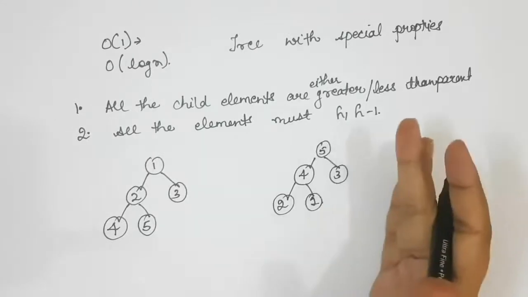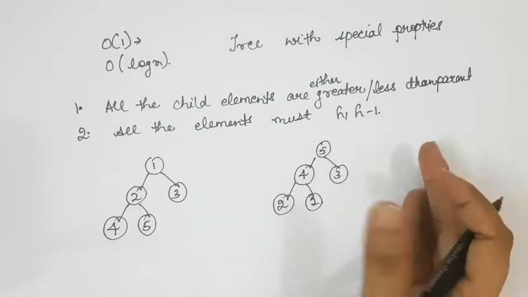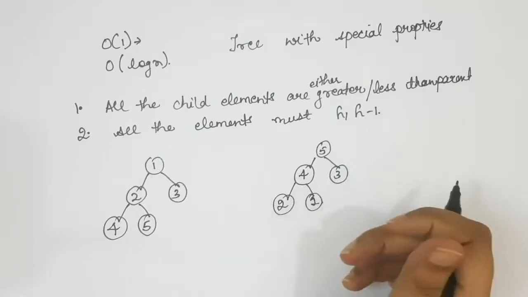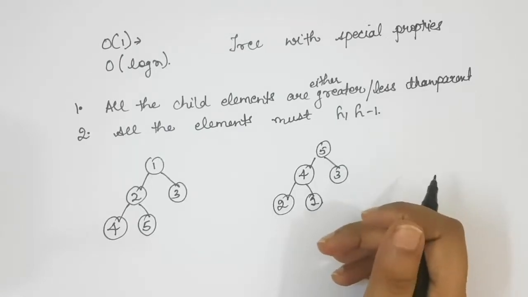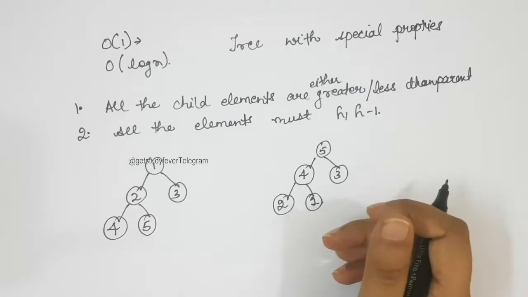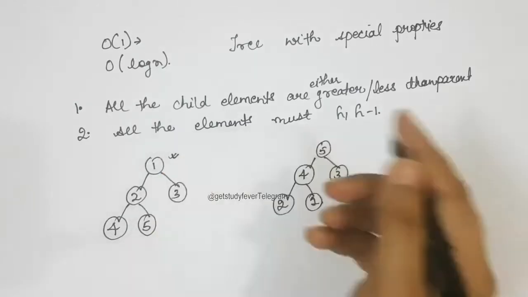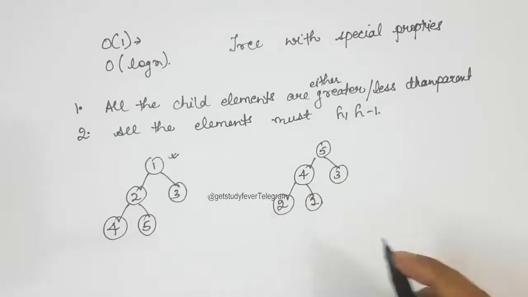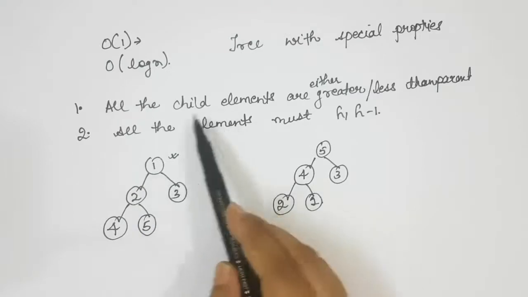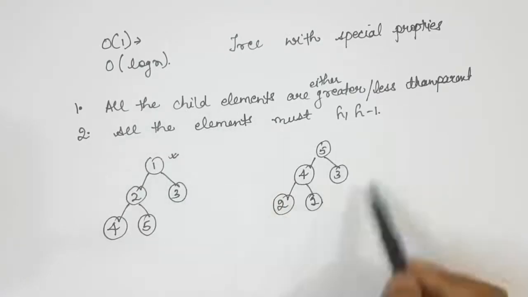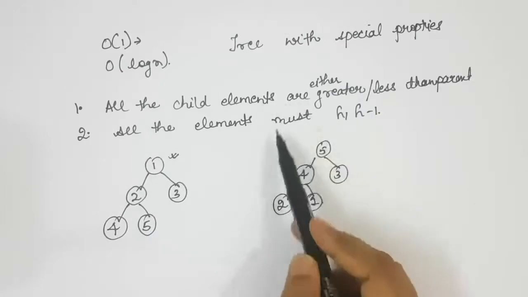Okay, so we have two trees here. How do we know whether this particular tree is a heap or not? And one more thing, in this discussion we will generally talk about binary heap. As the name suggests, binary heap means a particular parent will have a maximum of two children. Let's see whether these properties are satisfied or not. For these trees to be heaps, these properties should be satisfied.